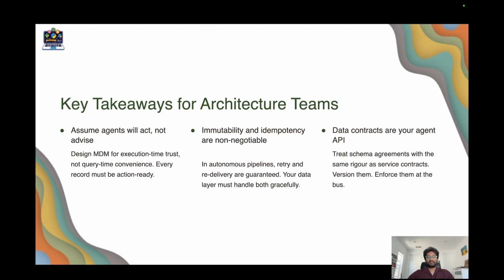Now let me leave you with 3 things. If you forget the diagrams, keep these. 1. Assume your agents will act, not advise. Design your data layer for the moment of execution, not the moment of a query. 2. Immutability and idempotency are not optional anymore. In a world of guaranteed retries and redelivery, they are the difference between a system that is correct and one that is merely usually correct. 3. Your data contracts are your agent's APIs. Version them, enforce them, own them. And here is a sentence I would write on the wall. The data layer is no longer behind the AI. It is the thing that decides whether the AI is safe to act at all.